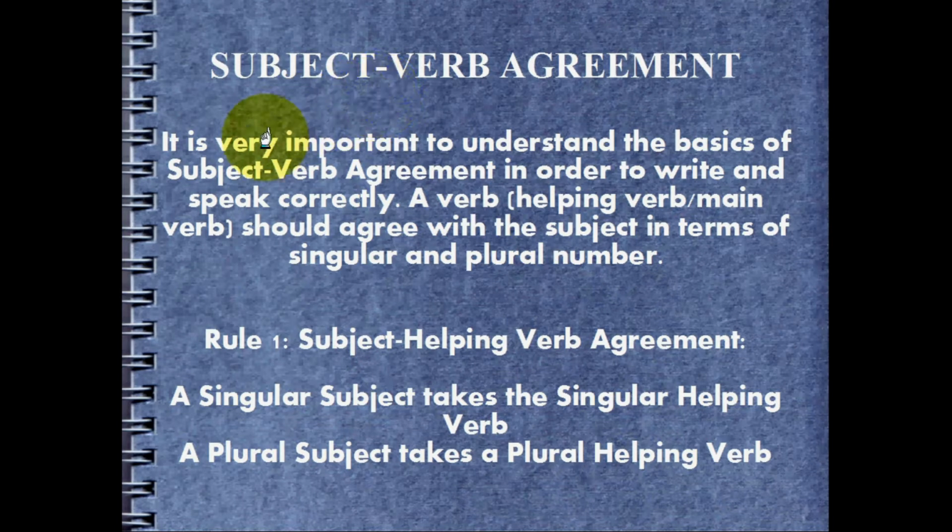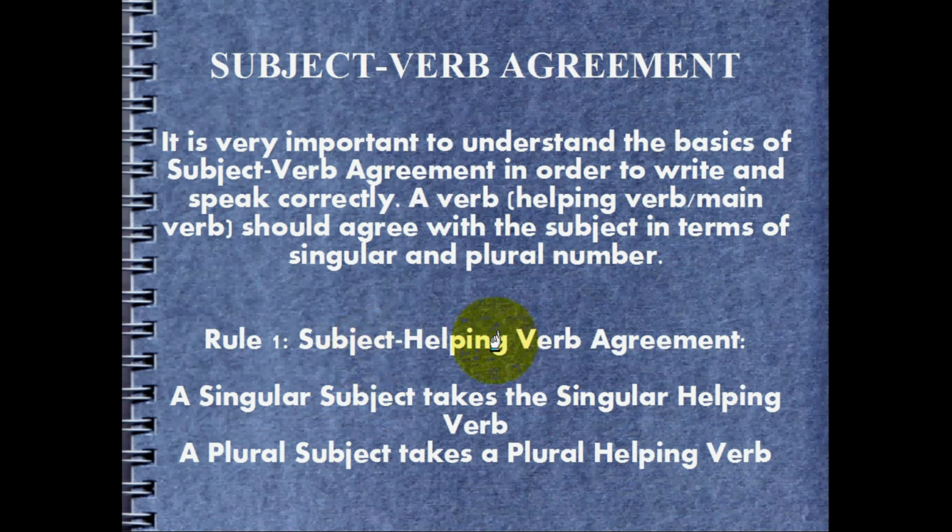So today we are going to learn about subject and verb, the different rules of subject and verb. It is very important to understand the basics of subject-verb agreement in order to write and speak correctly. A verb, whether it is a helping verb or main verb, should agree with the subject in terms of singular or plural number.